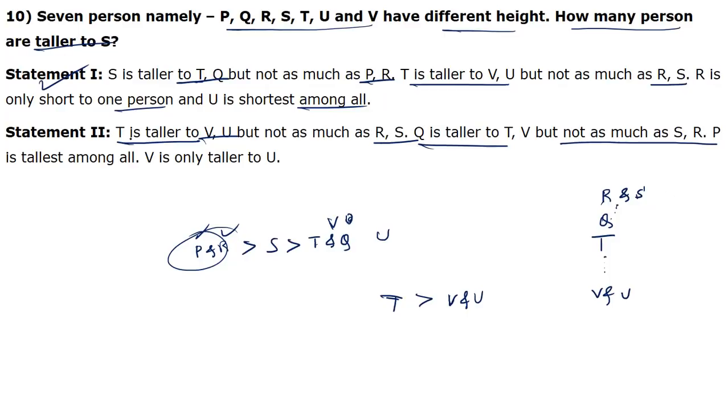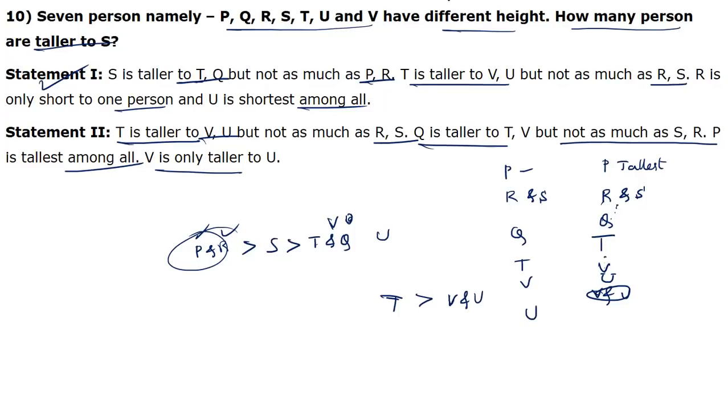So P is the tallest among all. V is taller than only U. So see here, friends. P is the tallest. R and S can be here, but we don't know who is taller, whether R is taller or S is taller. But after that Q, then T, then V, then U.